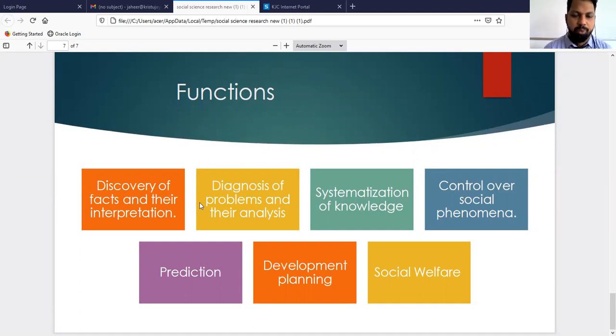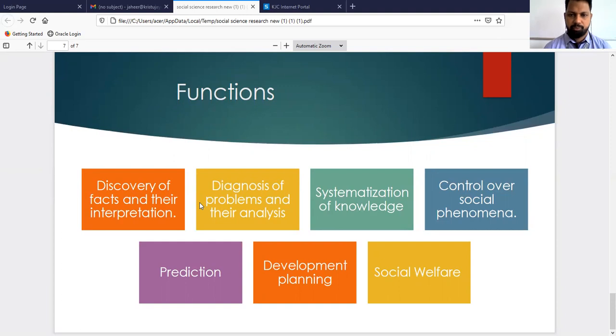We can predict also, whatever research is carried out in social science. Say, for example, by using the apt methodology, correlational methodology, or regression methodology, we can predict the future course of events by conducting social science research. Then development and planning. If you check most of the policies of the government, most of the planning methodology is also implemented by the government using social science research only.